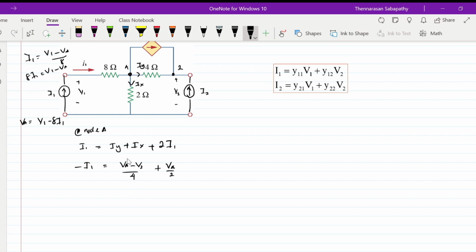Then I proceed with VA over 2 and VA over 4. VA over 2 and VA over 4 I combine, which produces 3 over 4 VA, then minus V2 over 4. Here I have I1, and VA I'm going to substitute with V1 minus 8I1: 3 over 4 times V1 minus 8I1, minus V2 over 4. Here I have negative I1.